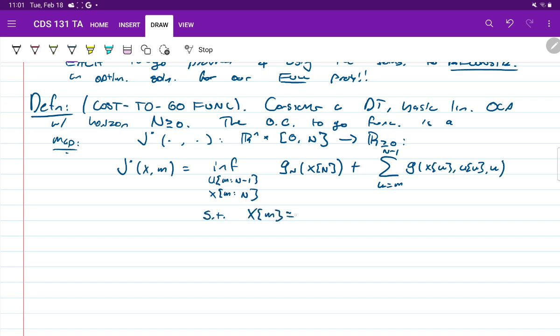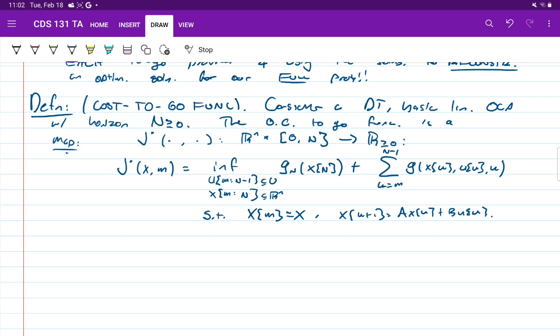x at time m equals the input x to this function, and x at time k plus 1 equals axk plus buk, right? And of course, these are going to satisfy the following subset of u and subset of Rn. Okay? So my cost to go function is simply going to be the optimal value of the optimization problem from state x if I had started at time m instead of at time 0.